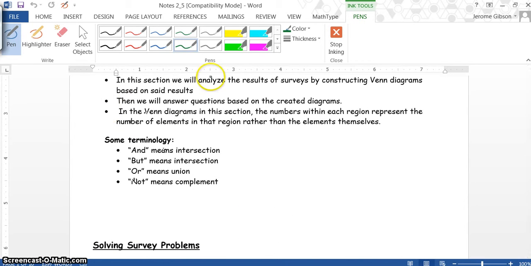In this section, we will analyze the results of surveys by constructing Venn diagrams based on said results. Then we will answer questions based on the created diagrams. In the Venn diagrams in this section, the number within each region represents the number of elements in that region rather than the elements themselves. Some terminology: "and" means intersection, "but" means intersection, "or" means union, "not" means complement.